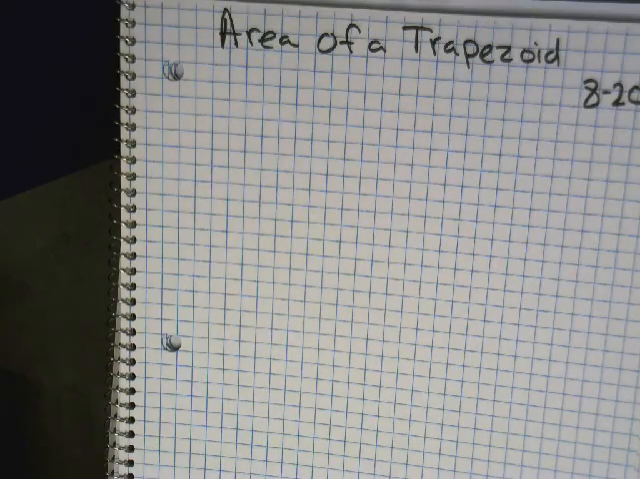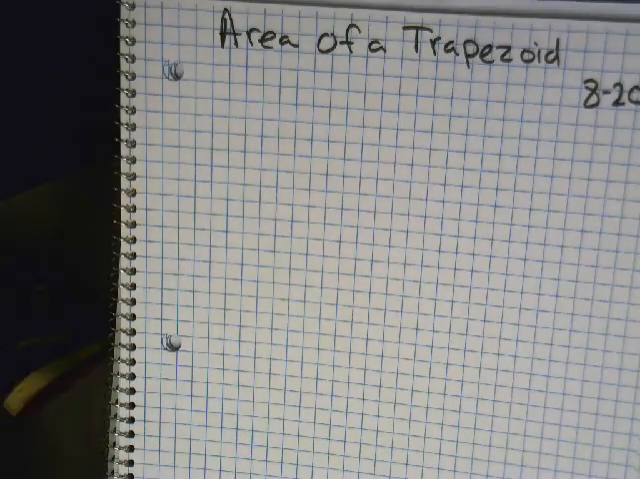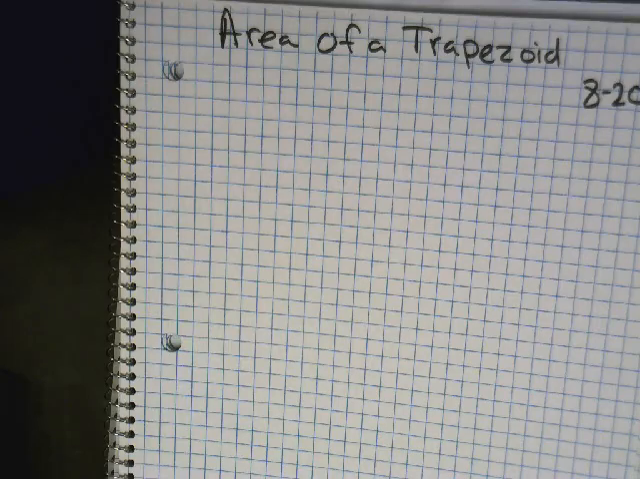Area of a trapezoid. Okay. Does anybody know what a trapezoid is? Does anybody know how many sides a trapezoid has? All right, cool. It's a quadrilateral. Does anybody know what a quadrilateral means? Okay, it's fine. Okay, area of a trapezoid.